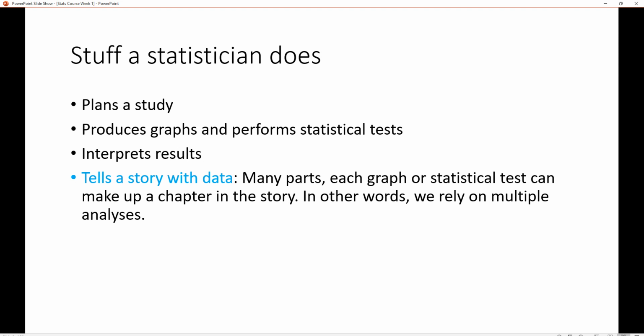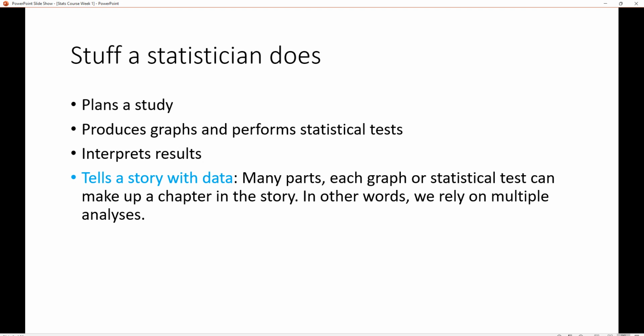And the stuff the statistician does varies. It ranges from planning a study, producing graphs, and performing statistical tests, and includes interpreting results. And another fundamental part of what a statistician does is tells a story with data. And this is something all of you already do. But we have some options that we can cover that may supplement the work you're already doing.